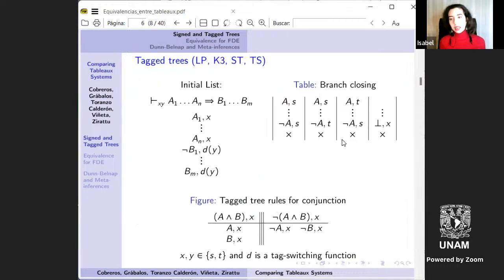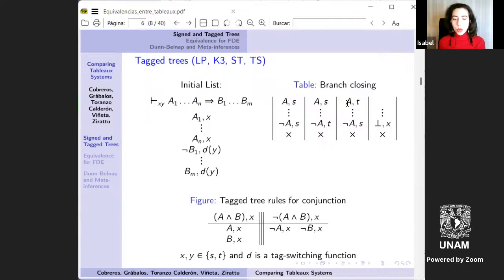And this would be how we build the ST trees. Our initial tree will have, in this case, X and Y as possible locations for strict or tolerant tags. And our D function would be a tag switching function. So if we have on our premises a T or an S, we will maintain the same. If we have in the conclusions either a T or an S, we will put the dual of it, the other tag.